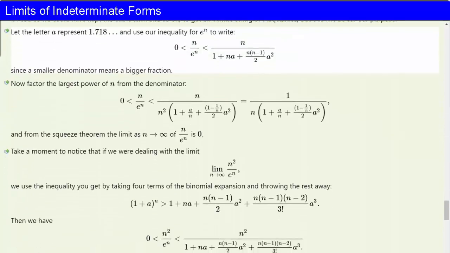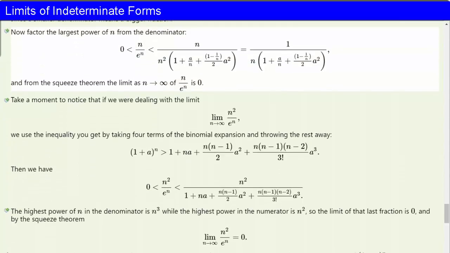So if we let the letter a represent the decimal 1.718..., then we can use our inequality to write that n divided by e to the nth power is first of all positive, and secondly less than n divided by 1 plus na plus n times n minus 1 over 2 times a squared, since if you use a smaller denominator, you get a bigger fraction.